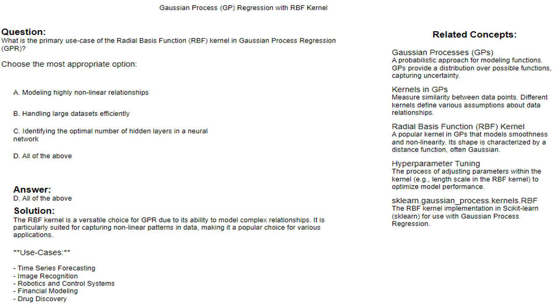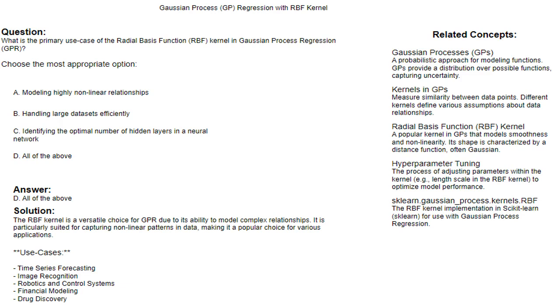Time series forecasting: predicting future values of a time-dependent variable, e.g., stock prices, weather patterns. Robotics and control systems: designing controllers that can adapt to dynamic environments. Machine learning models: GPs can be used as a prior or in Bayesian optimization to find optimal parameters.